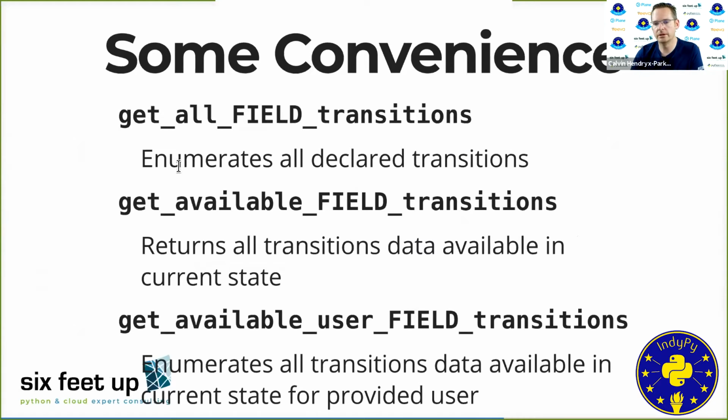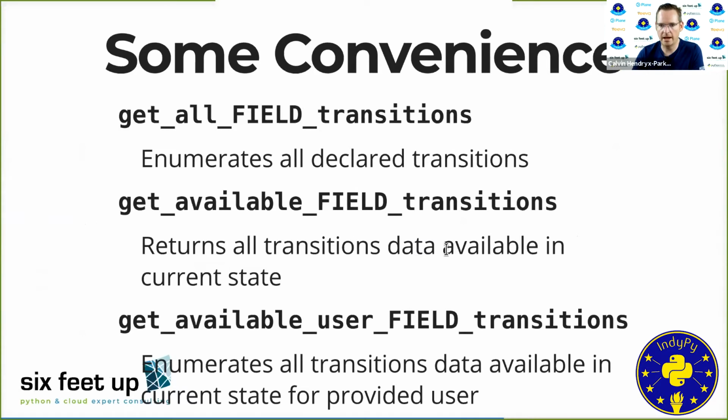So we would be able to get all the declared transitions, no matter who we were, if we called get all workflow_state transitions, and that would return to us a list of everything. So edit and submit and all the publish transitions would all be available to us. Now the next one here is probably more important: available and available user. This gives us available transitions in the current state.